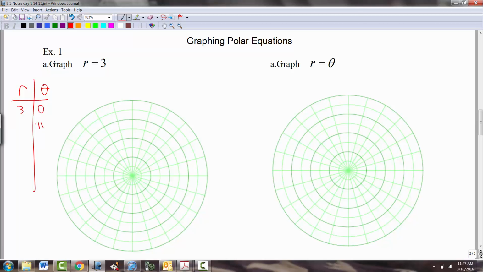3. What happens when I plug in pi over 2 for theta? What do I get for R? What happens when I plug in pi? What kind of picture is this going to be? A circle. Whatever angle measure I pick, I'm going to get a radius of 3 all the way around. I don't care what angle. This is going to be a simple circle.